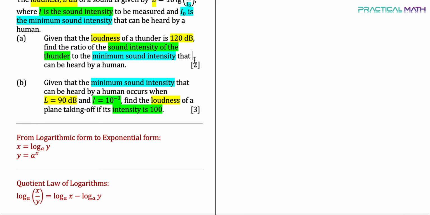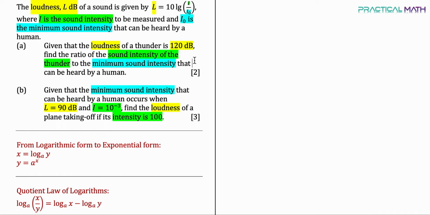Now with all this in mind, we can start to solve this question. First up, in part A, we are told that the loudness of a thunder is 120 decibels. So we will first need to sub this 120 decibels, sub L in this case, because we know that it's in yellow. So sub L equals 120 into the L equation.